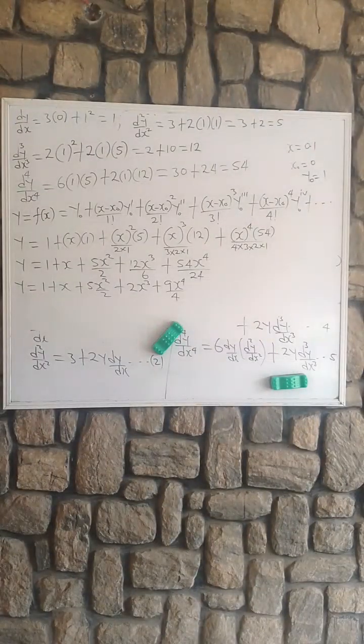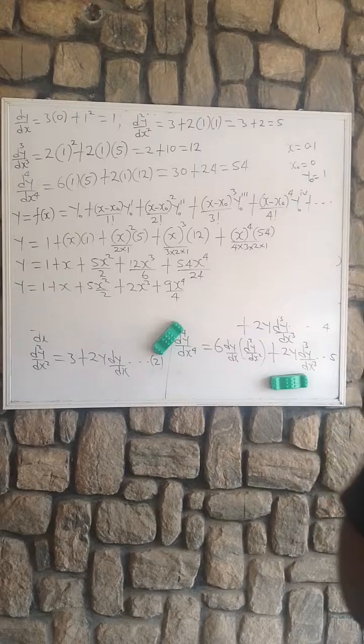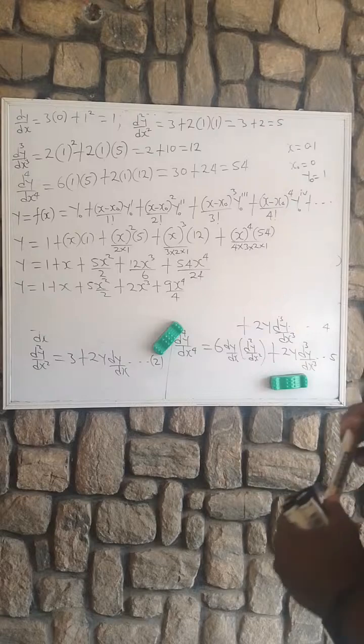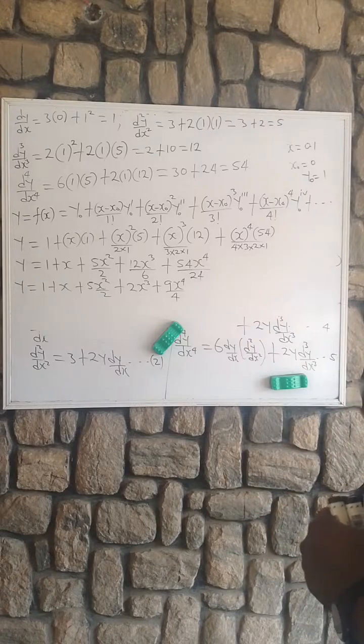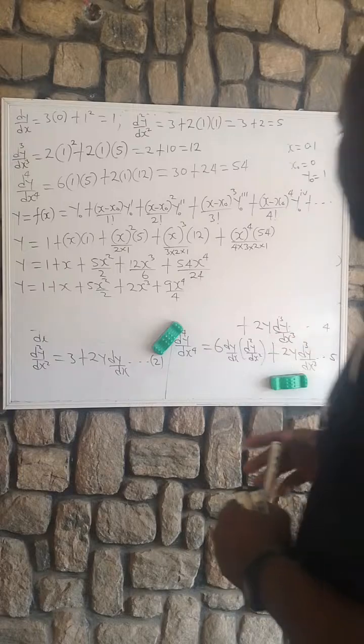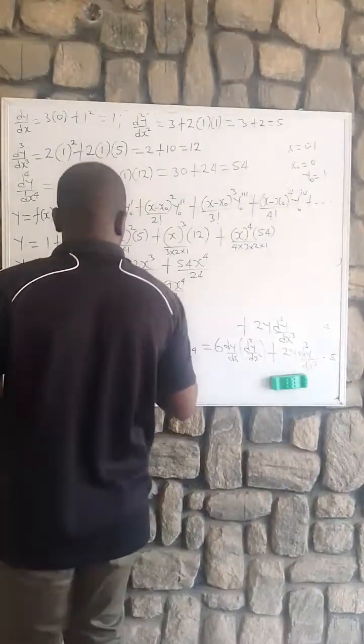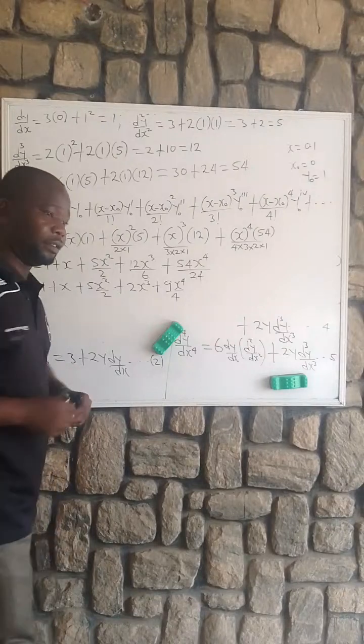So far, so good. So, it's simple as ABC. Very simple. It is not difficult. Let's do it together.